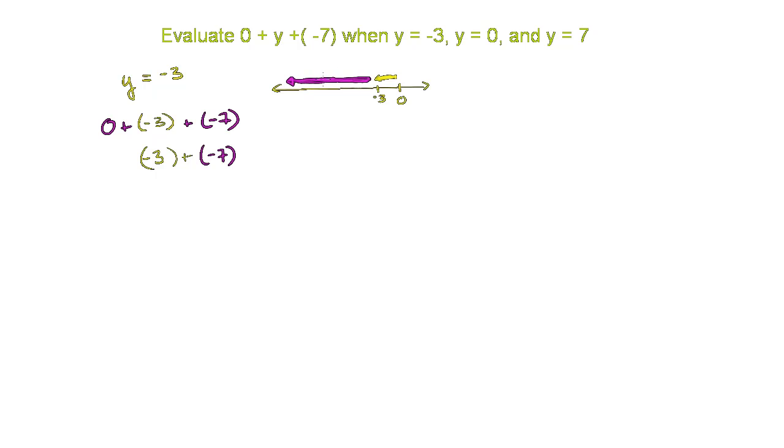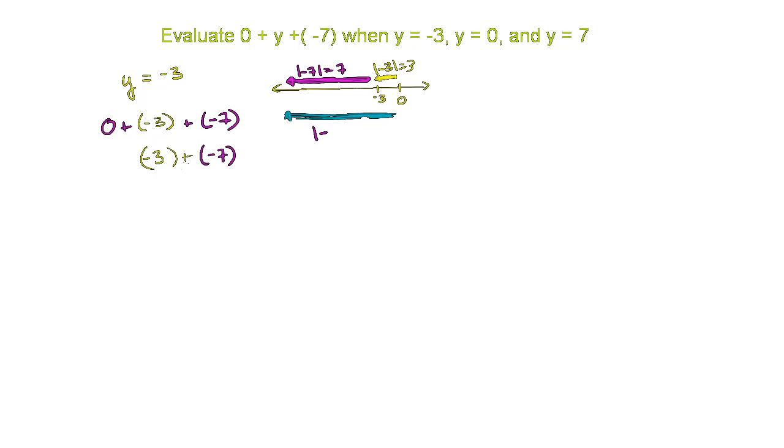So what's the length of this right over here? The absolute value of negative 7 is equal to 7. That's the length of this arrow, but we're moving it to the left. The absolute value of negative 3 is 3. So we're already 3 to the left. Now we're moving 7 more to the left. So now we're going to be 10 to the left.